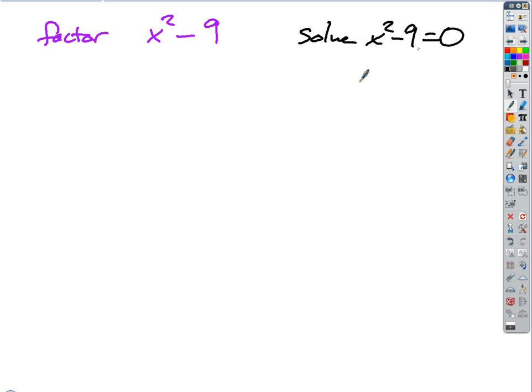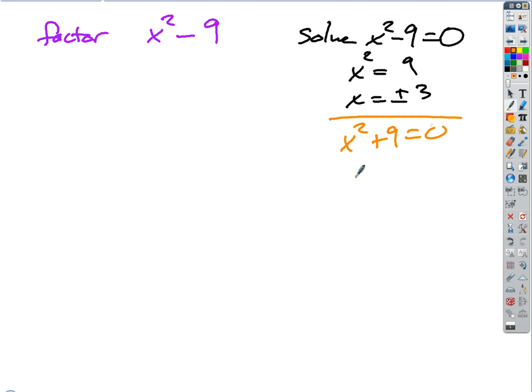The answers here would just be, if we get x squared equals 9, x equals plus or minus the square root of 9, so we get plus or minus 3, right? Now, if we solve x squared plus 9 equals 0, x squared equals negative 9, so what are my solutions going to be there? X equals plus or minus 3i. Plus or minus 3i, good. Square root of negative 9, right? And that works great. We get the reals or the imaginaries, okay?